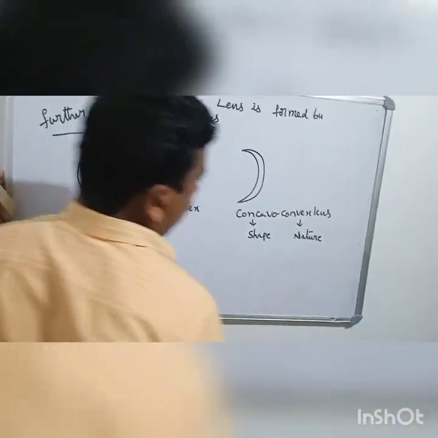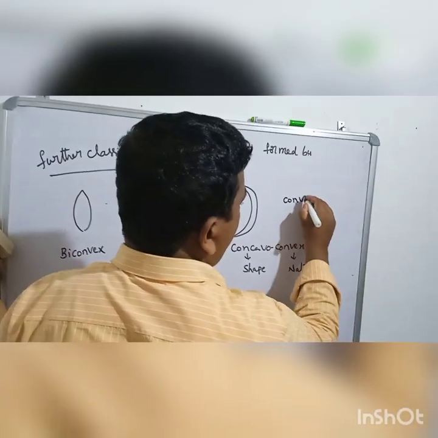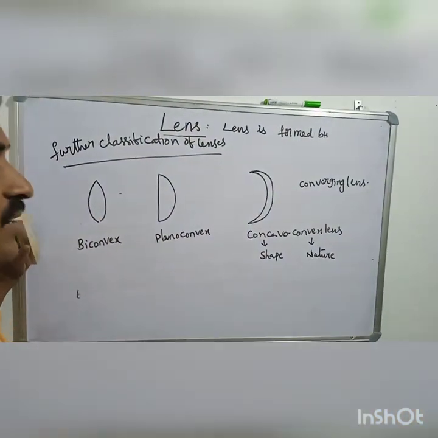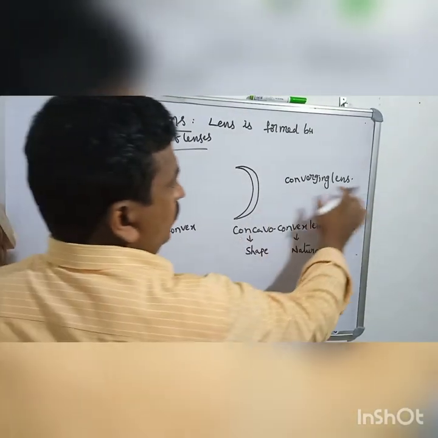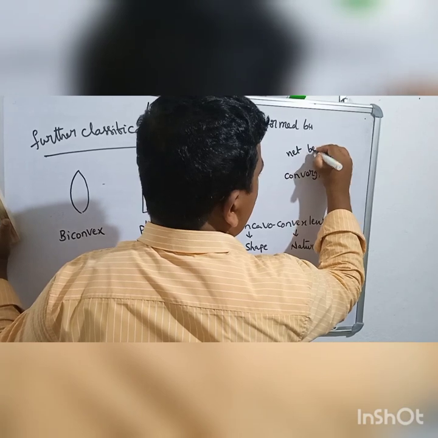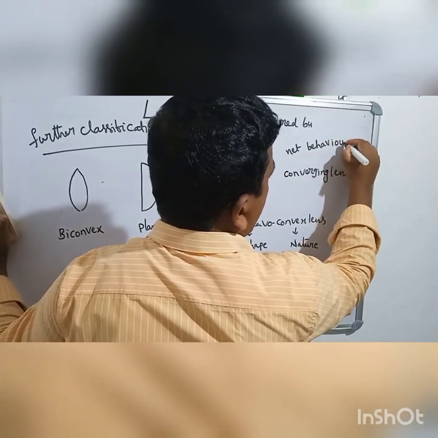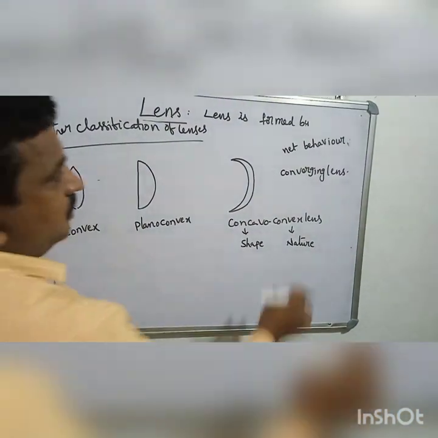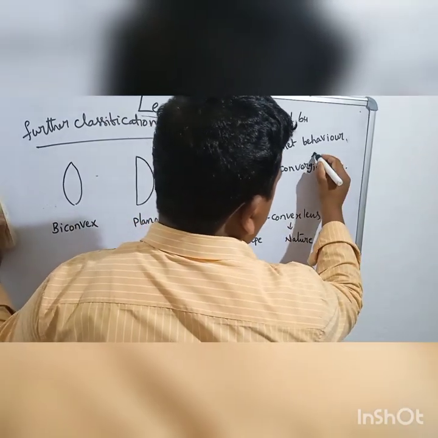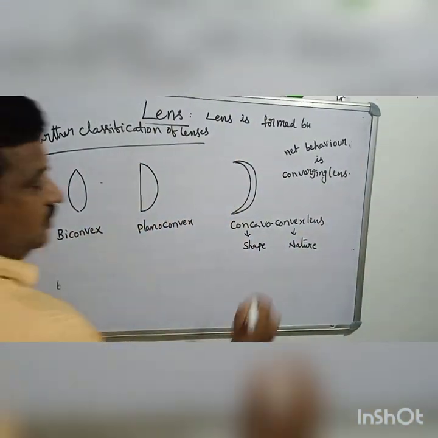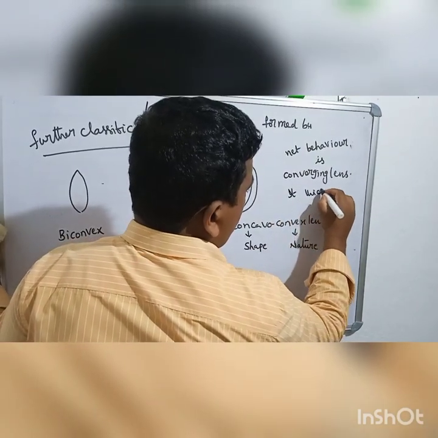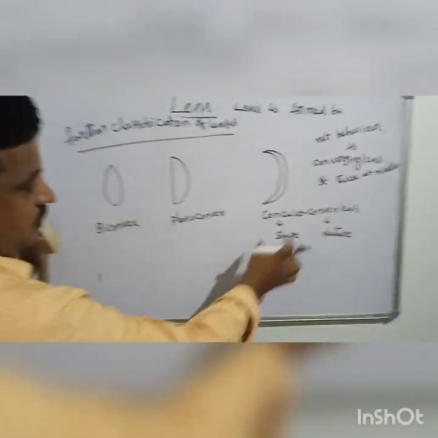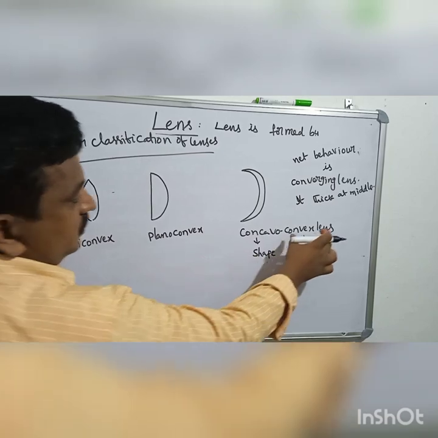What is the nature of the lens? It will act as a converging lens. Converging lens means finally all the refracted rays meet. That's why it is a converging lens. So the net behavior of the concavo convex lens is converging. It is thick at the middle.